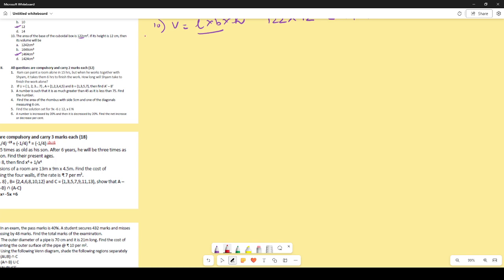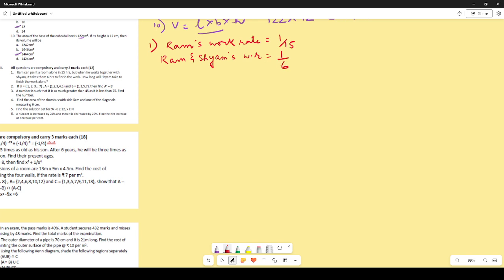Ram can paint a room alone in 15 hours. That means Ram's work rate will be what? Ram's work rate is equal to 1 by 15. But when he works together with Shyam, it takes them 6 hours to finish the work. So that means Ram and Shyam's work rate is equal to 1 by 6.